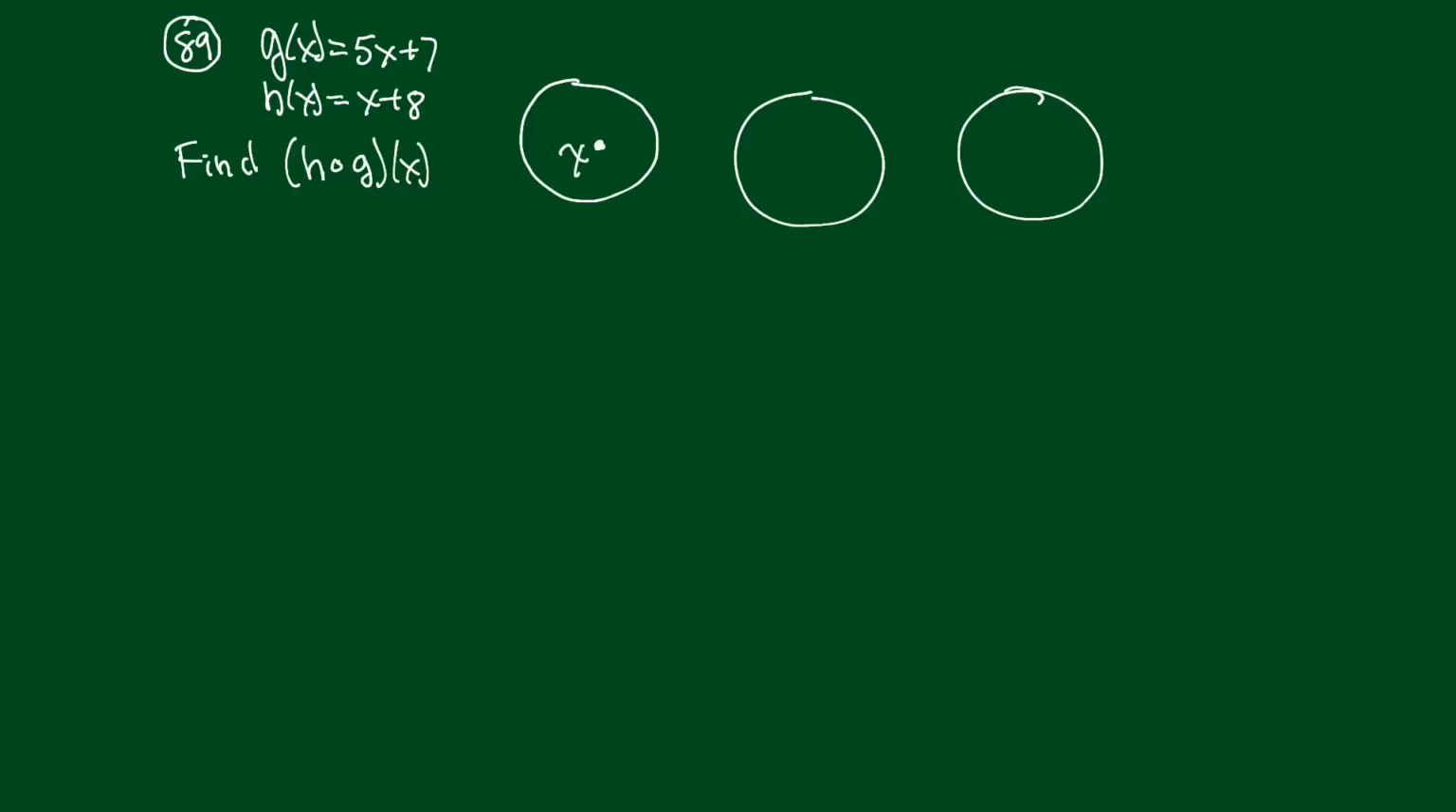Then we could process this with g, which says to take whatever number you choose there, multiply it by 5 and add 7. That gets you some output, and the name of that output is g of x. Then we take that g of x, use it as an input to h. We take this output here, put it into the h function, add 8, and that gets us over to h of g of x.